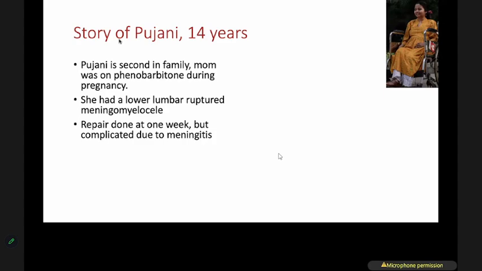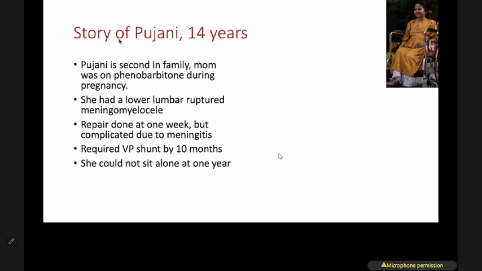If it is uncomplicated, you have only your lumbar and sacral problems. But here she got infected, and she had meningitis. As a result, she had the rest of the brain involvement as well. So she developed hydrocephalus, and a VP shunt was inserted by the age of 10 months. As a result of her disability, she has lumbar and upper sacral segment involvement. So she cannot sit alone. She had developmental delay. She has hearing and visual defects. These are because of her meningitis.